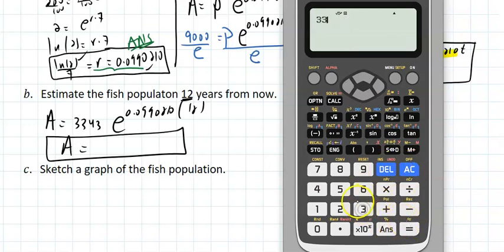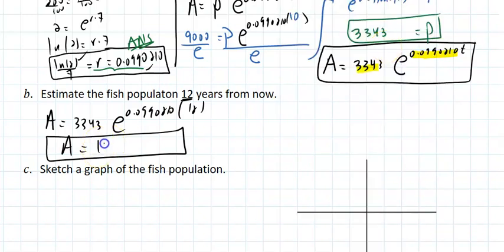Now if I take 3343 times e, some calculators you don't have to write the times, it figures that out automatically. If I put answer, there it is, times 12, and it's going to be 10,969. Since that's a 5, I'm going to round up. 10,970. 10,970 fish. Sketch a graph.